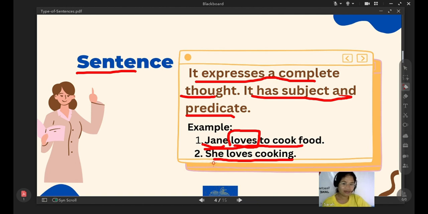How about number two? She loves cooking. She here is referring to a girl or a woman. And loves here is our verb, and loves cooking is our predicate. Okay, very good. And always remember that a sentence always ends with a period, a question mark, or an exclamation mark. Okay, very good.